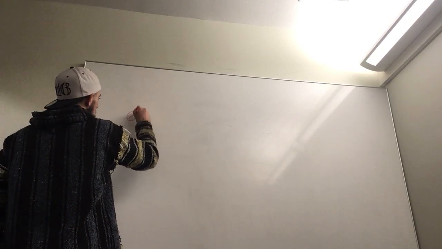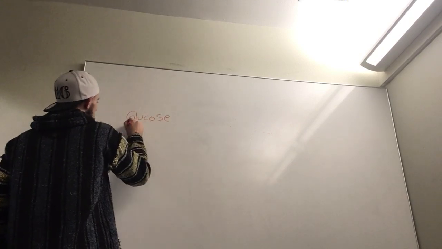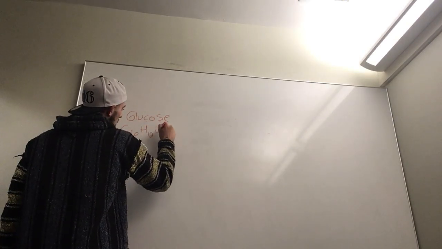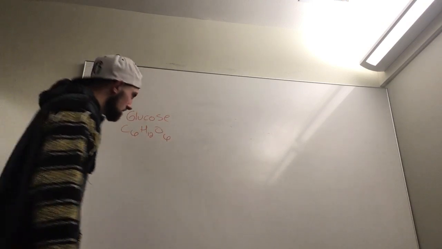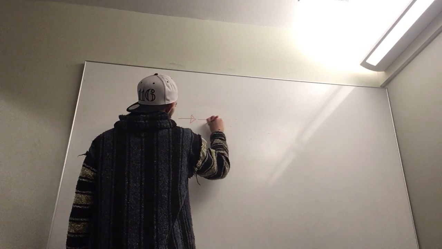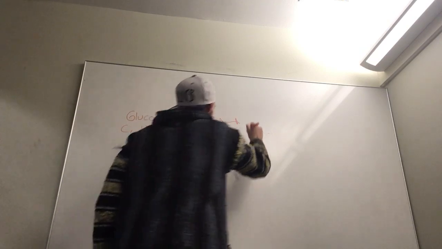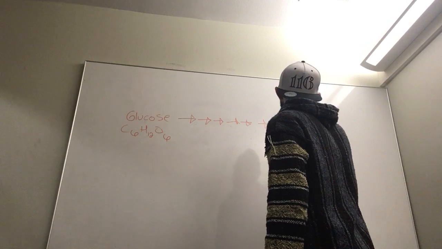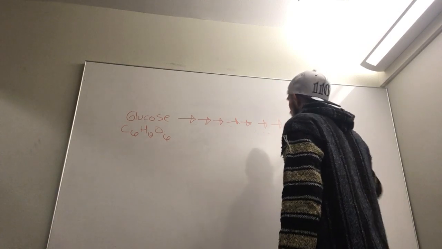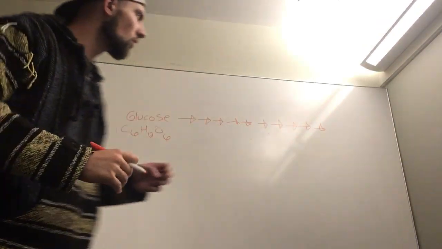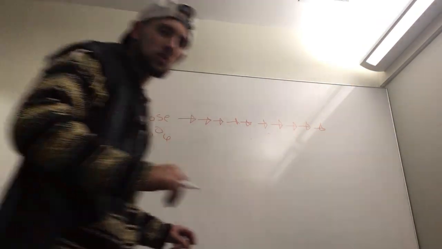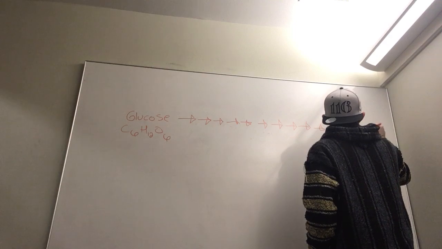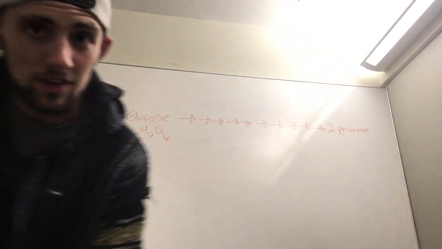Now, if you remember, glucose has 6 carbons. And if you want to write the rest of it out, C6H12O6. Now I'm going to draw 10 arrows. 1, 2, 3, 4, 5, 6, 7, 8, 9, 10. Now the overall product of glycolysis is 2 pyruvate. Hopefully you can see it from here.